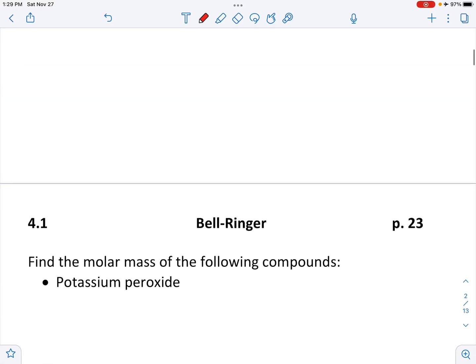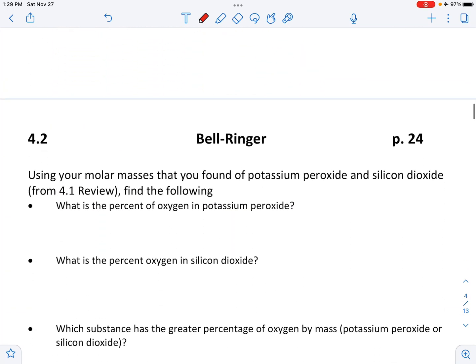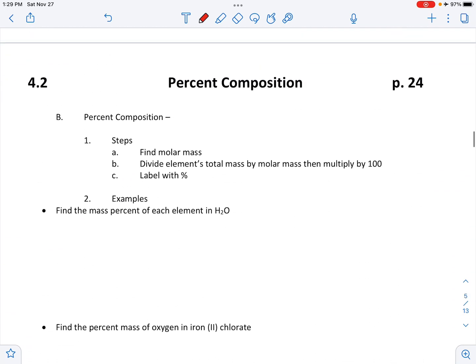All, welcome back. This is the 4.2 video, but we're going to start with a bell ringer for 4.1. So go ahead and hit pause, solve this problem, and I'll meet you down below at 4.2.